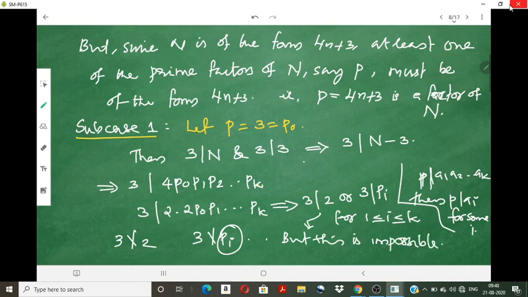So p cannot be equal to p naught. Now the second sub case is whether p is equal to pi for 1 less than or equal to i less than or equal to k. So p can be any of the primes 1 to k, isn't it?